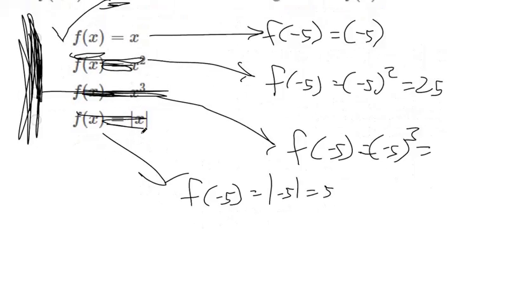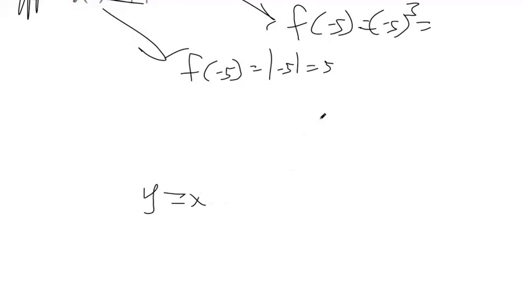So this is f of x equals x. That's the same thing as y equals x. That's a line with a slope of 1 and a y-intercept of 0, like this.